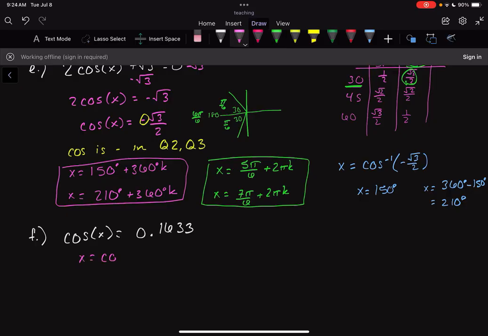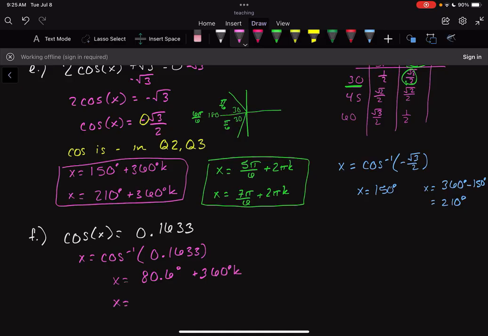We'd say, okay, x equals cosine inverse 0.1633. And I would need to get that from my calculator. Now be careful. In this homework problem, it says to answer in degrees, so I'm going to make sure when I type this in, my calculator is in degrees. So I'm going to type in cosine inverse 0.1633, and I get 80.6 degrees. But be careful, this is technically plus 360k.